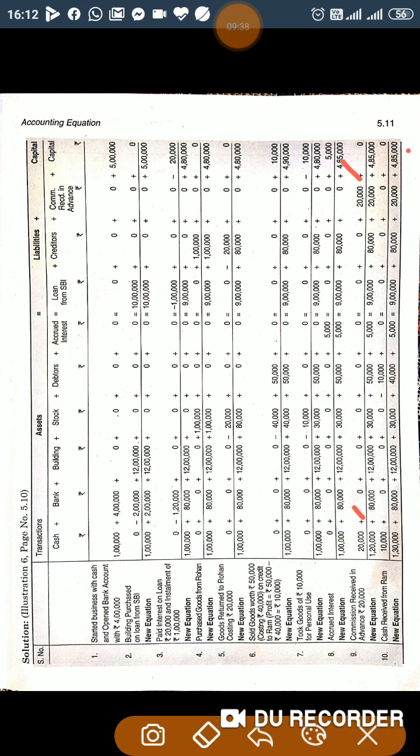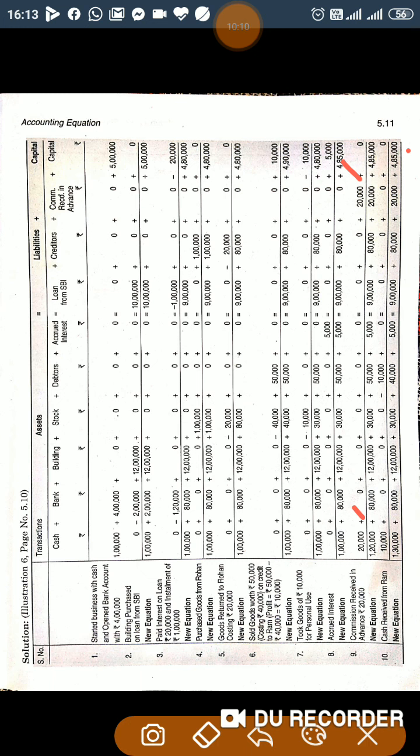Now the equation becomes cash 1,20,000, bank 80,000, building 1,20,000, stock 30,000, debtors 50,000, accrued interest 5,000, loan from bank 9 lakh, creditors 80,000, commission received in advance 20,000. Capital becomes 4,85,000.